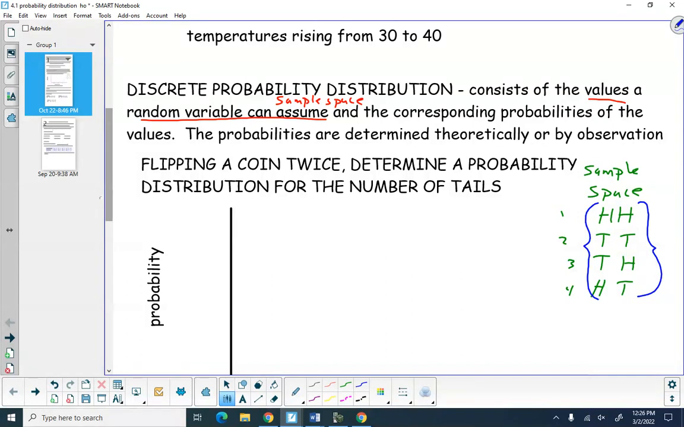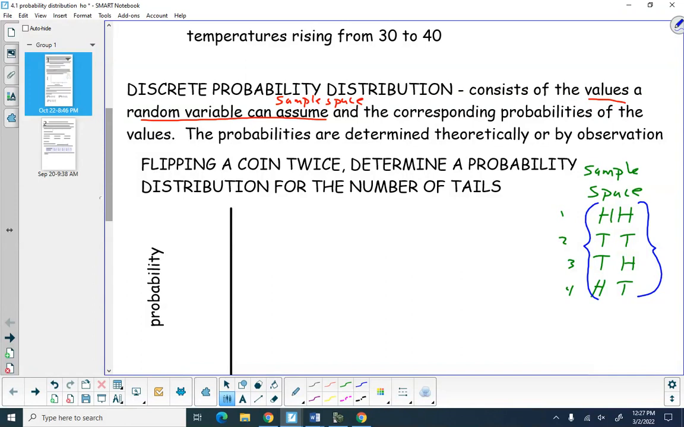Because once again, it goes back to like the made free throw. If I make one free throw and miss one free throw, okay, I'm shooting 2 free throws. I make one, miss one. Well, I can make the first one, miss the second, or I can miss the first one and make the second one. So I have to worry about both of those scenarios there in the sample space.